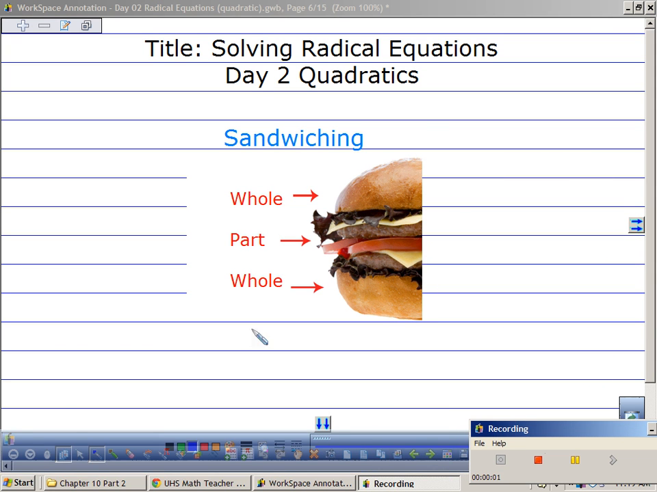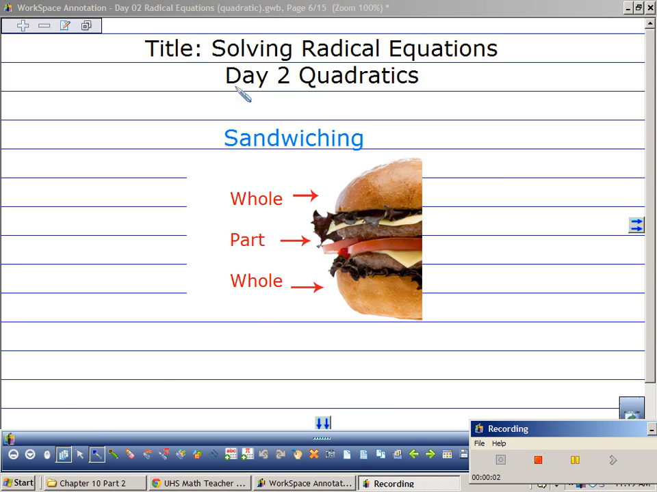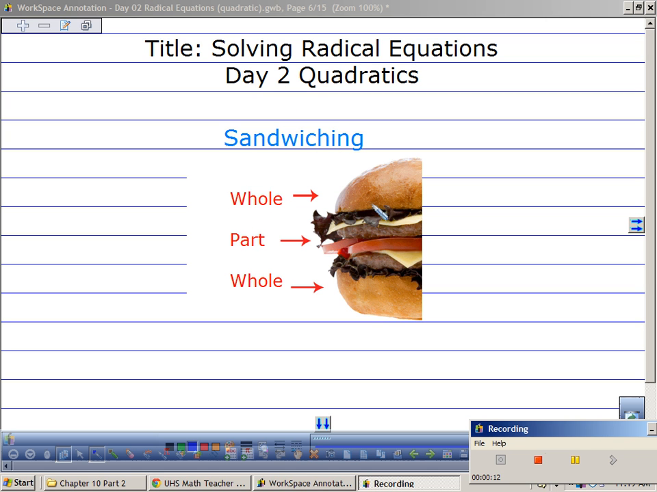Okay, so let's talk about sandwiching. Today we're going to solve radical equations day 2 with quadratics, just like Monday, just involving a little bit more. Sandwiching is doing the whole thing, then talking about part of it, which is the steps, and then doing the whole again.